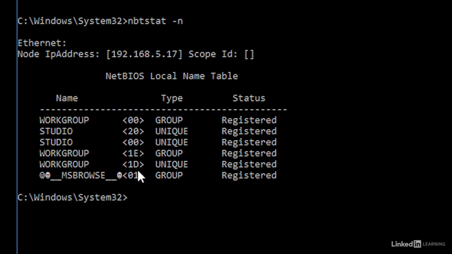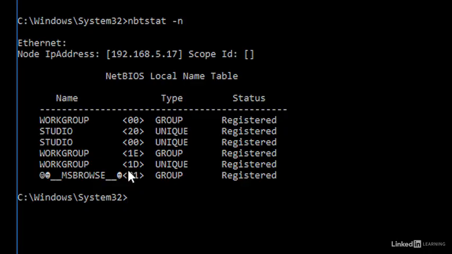These last three values are used by the browser managers. When you have a Windows network, one system has to have the main list, and you can tell who the browser manager is because it has this listing right here. You see where it says MS Browse? That means in my little two-computer network, this system right here is the browser manager.